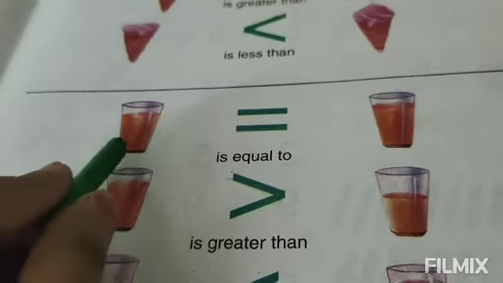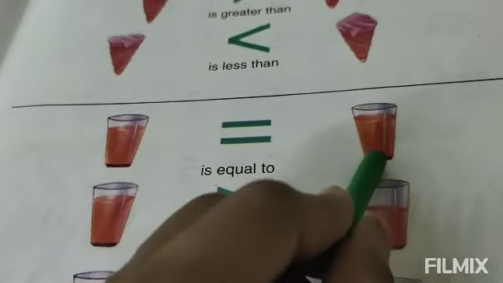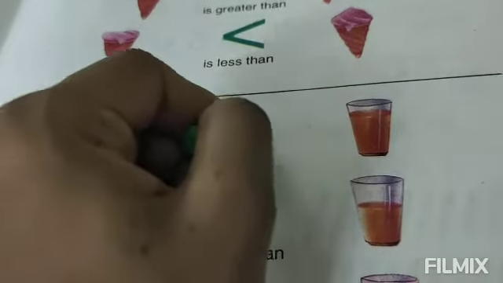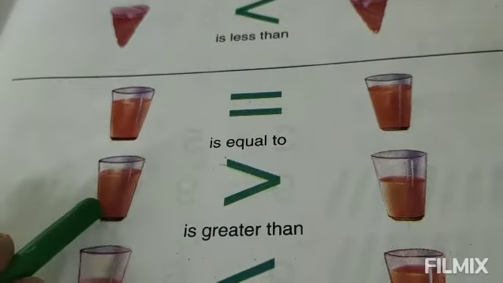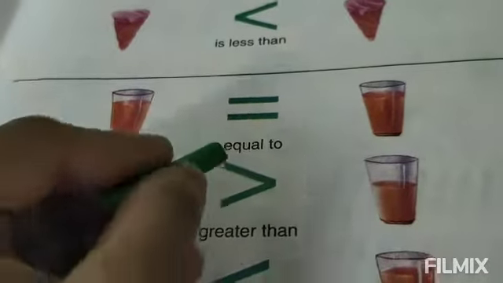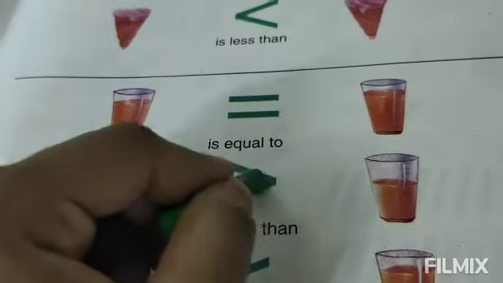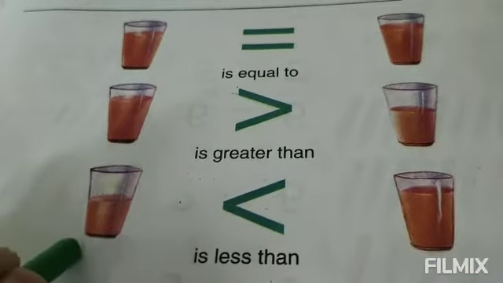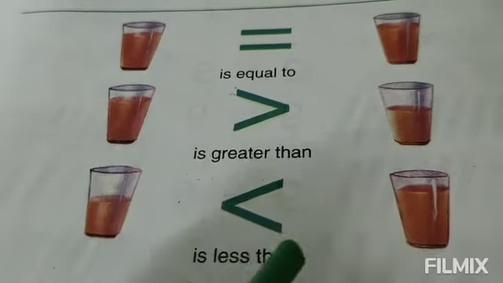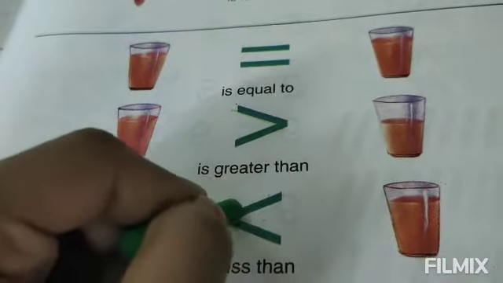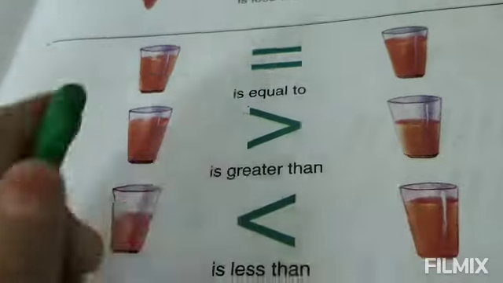Now here both glasses of juice are equal. So we just track the sign of is equal to. This glass of juice is more than this one. So we will just track the sign of is greater than. And here this glass of juice is less than this one. So we will just track the sign of is less than.